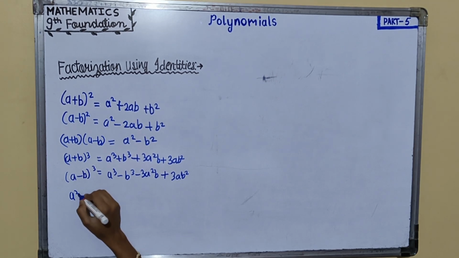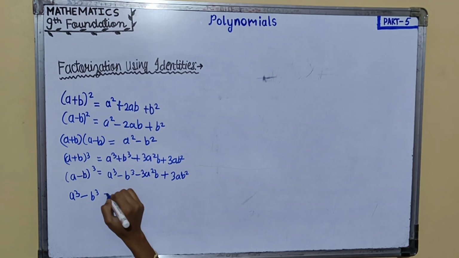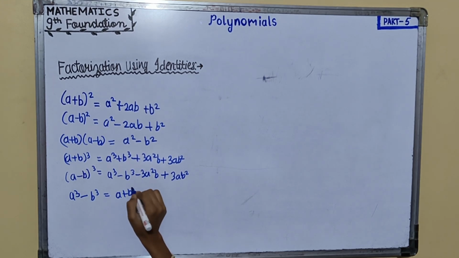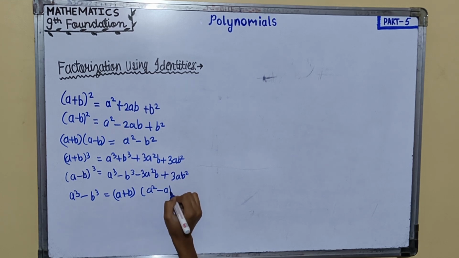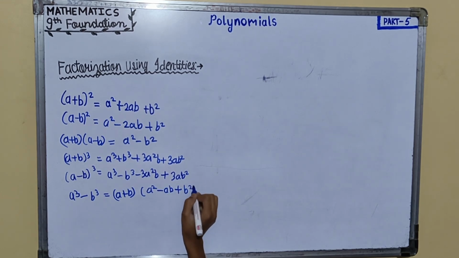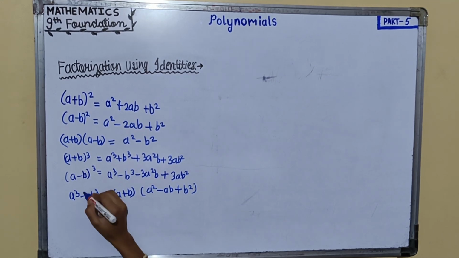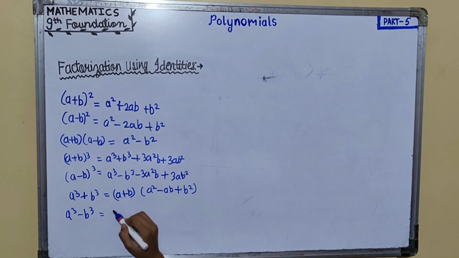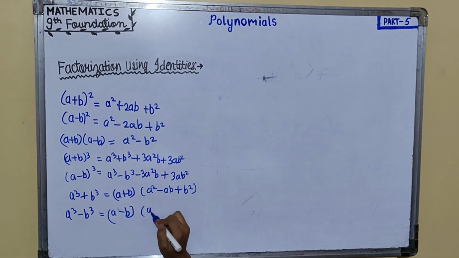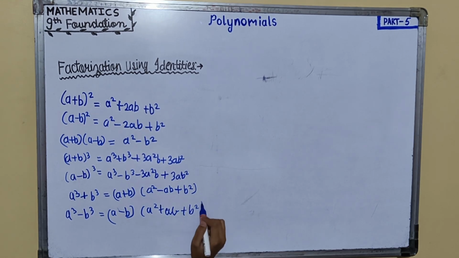A cube plus b cube is equal to a plus b in bracket multiplied by a square minus ab plus b square in bracket. And a cube minus b cube is equal to a minus b in bracket a square plus ab plus b square in bracket.